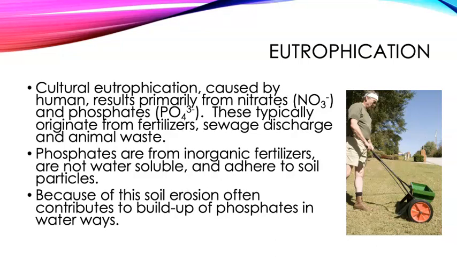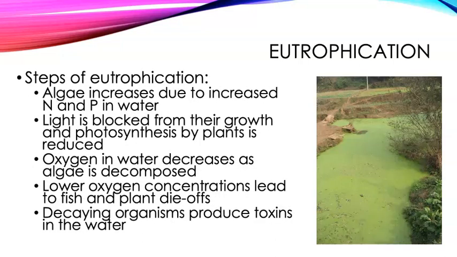Phosphates are not water soluble, so one of their big problems is that they adhere to soil particles. If you have fertilizer and then erosion and those soils get washed into waterways, you end up with a lot of that fertilizer in the waterway, and then that leads to the algae overgrowth. Let's take a look at how that algae actually overgrows. How does eutrophication actually occur? Well, when the nitrogen and phosphorus enter the waterway, algae is going to increase because it's basically being fed by the nitrogen and phosphorus.